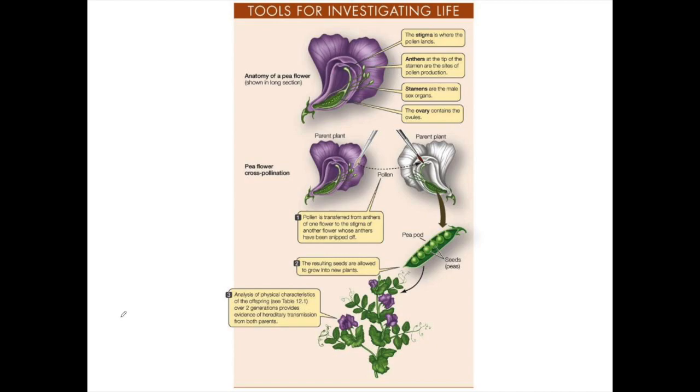Now, how Mendel did the experiment is he simply took a paintbrush, and then using the paintbrush, he took pollen from one plant and transferred that pollen onto another plant. Alright, now of note, the reason that Mendel was transferring pollen from one plant to another plant is because it turns out that the pollen of plants contains plant sperm.